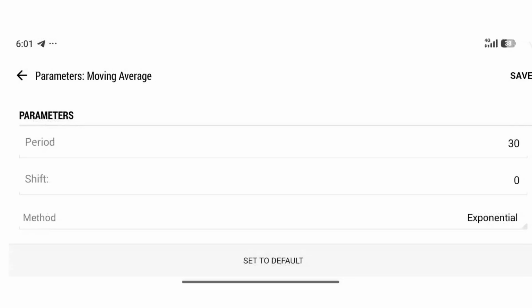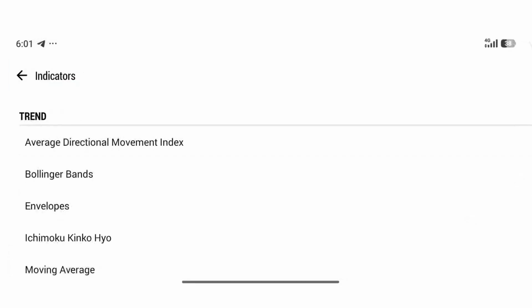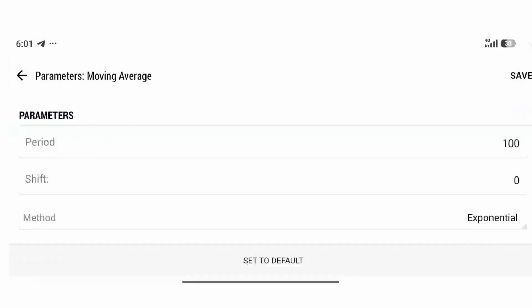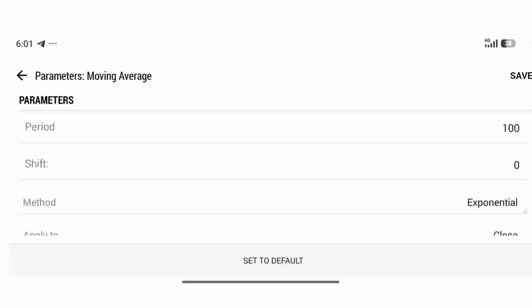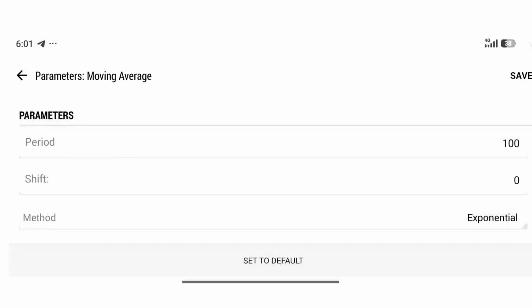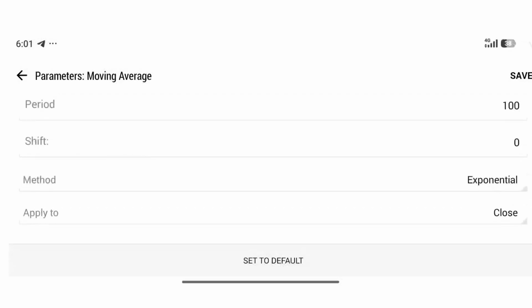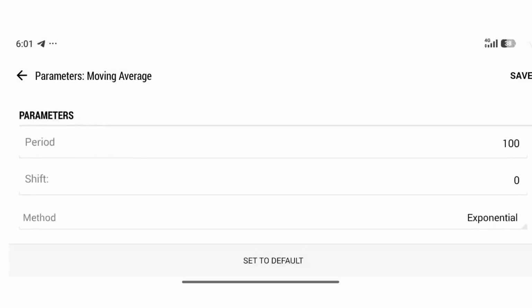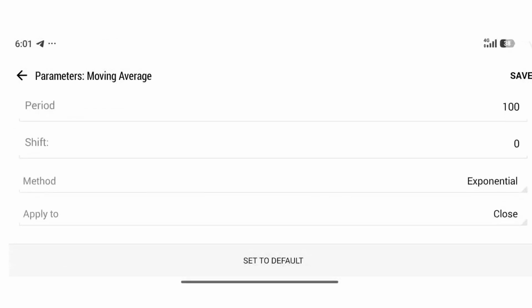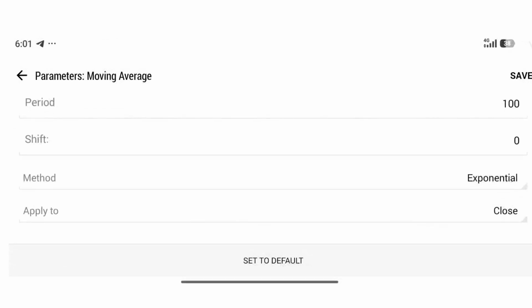But let me show you guys how I place the parameters on the one that is on the chart. So right here we have this moving average. Okay, this is the first moving average. This is the strong man there. We call this the 100 exponential moving average. And for you to add it, just change the period to 100, change the shift to 0. Make sure that the method is on exponential.